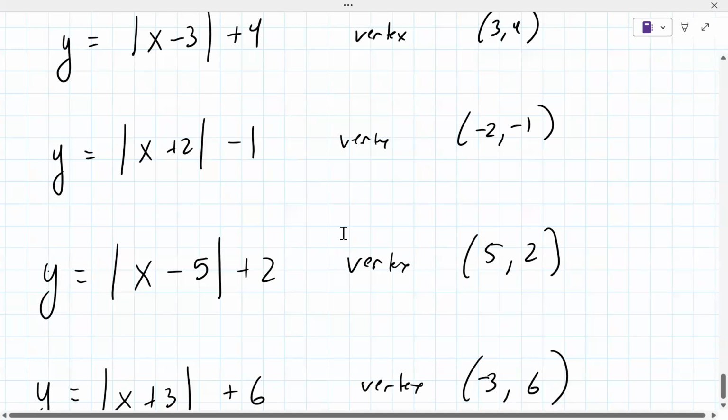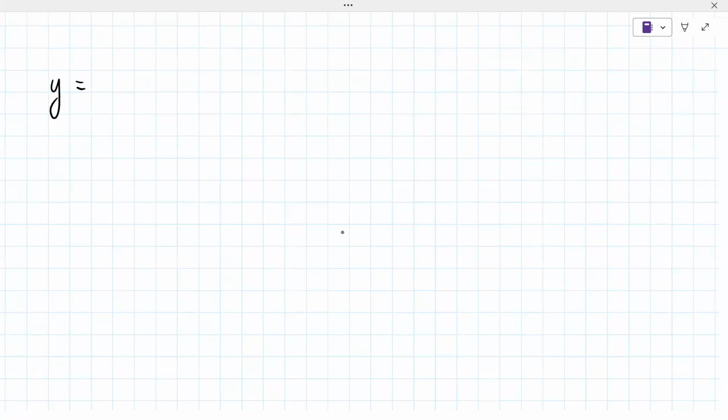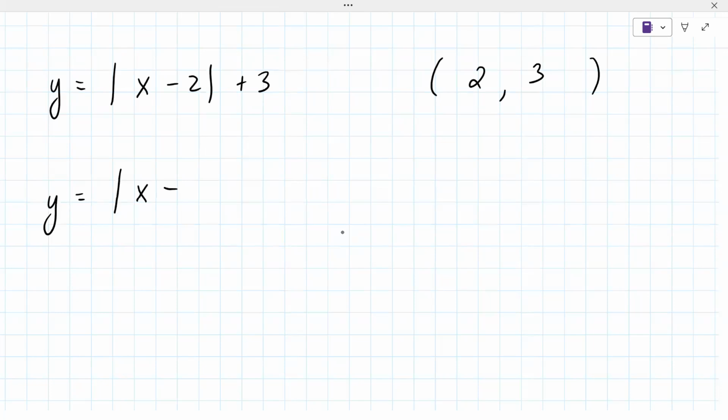Okay, so I'm going to clear the screen. I'm going to ask you to give me the vertex of something here, okay? All right, can I have the vertex, please, for this? 2 and 3. Good. All right, can you give me the vertex of this one? 4 and -4. Very good.